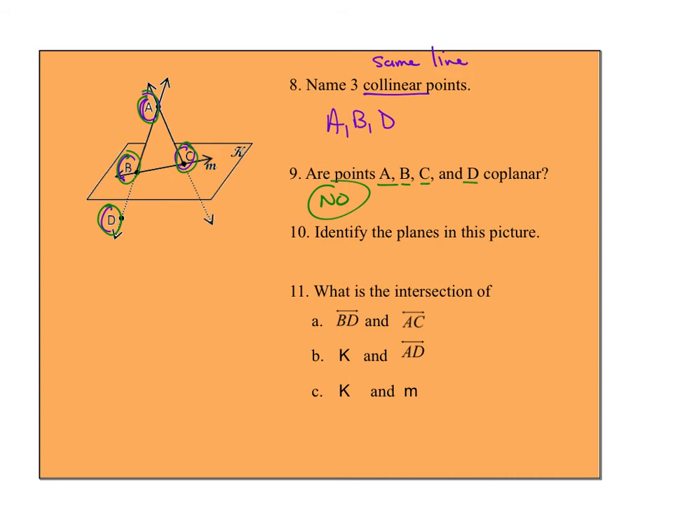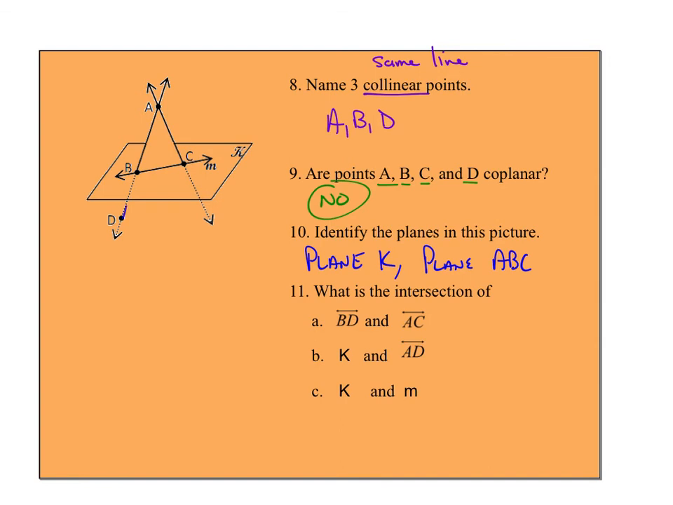Identify the planes in this picture. Well, there's obviously plane K. And then it's kind of hard to notice, but if you look, and the picture makes it a little weird, there's also a plane for the triangle ABC, for this shape right here. So I would also argue you could say plane ABC. Again, ABC, those are non-collinear. They're not on the same line. So I can name it that way.